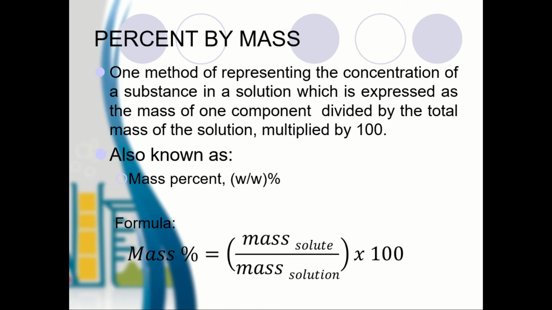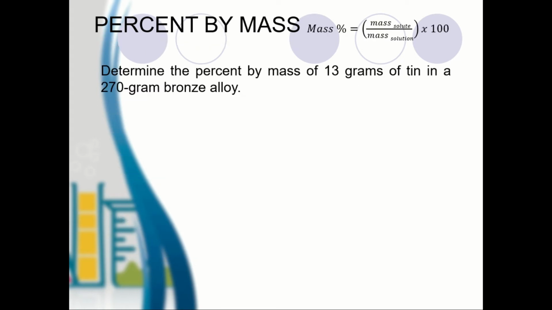Now, one method of representing the concentration of a substance in a solution, which is expressed as the mass of one component divided by the total mass of the solution multiplied by 100. Percent by mass is also known as mass percent or weight over weight percent. The formula for the percent by mass is the mass of the solute over the mass of the solution times 100 since it is percent. Let us have an example.